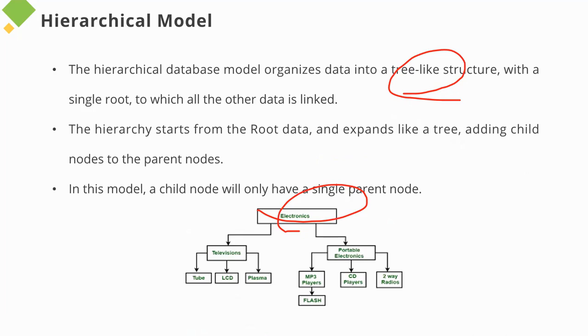Suppose electronics is divided into television and portable. The television again has its children as tube, LCD, and plasma, and portable likewise. It has a tree-like structure, like how you see with the tree data structure in programming. Same way, this is how the hierarchical model works.